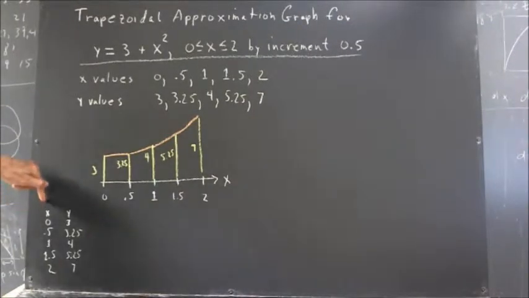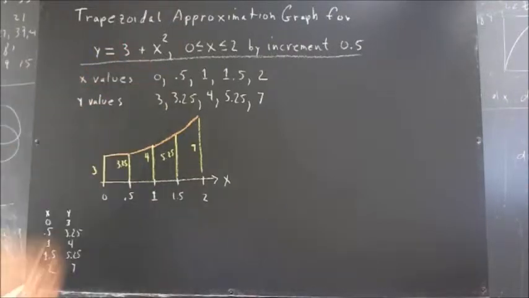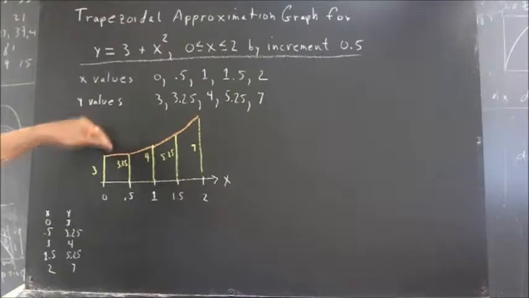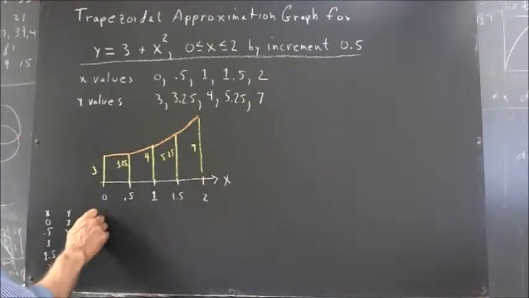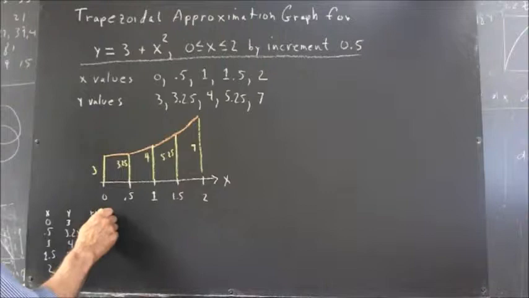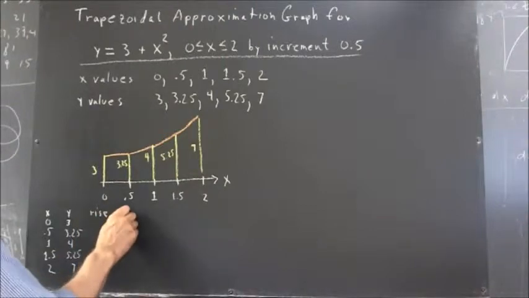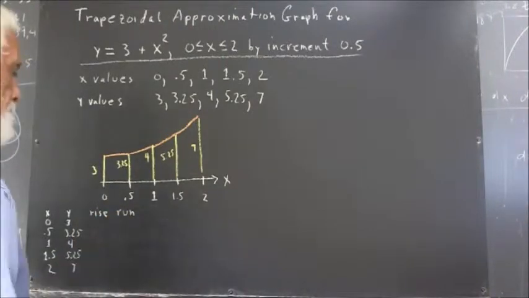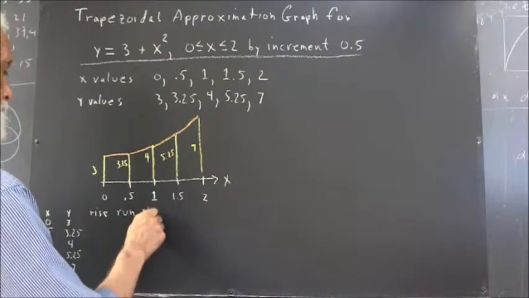Now I've made a table, x values, y values, same numbers that I had up here, and the table's a convenient way to organize our calculations. We need to calculate slopes and areas, and then accumulated areas. So, to calculate our slopes, we need to calculate rise and run. And then we can divide the two to get our slope.